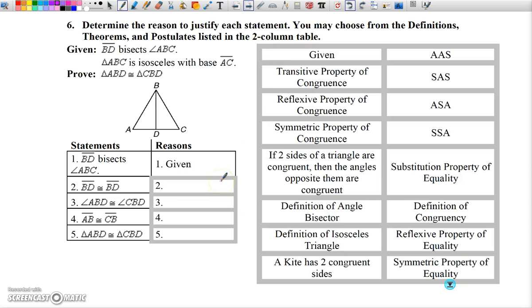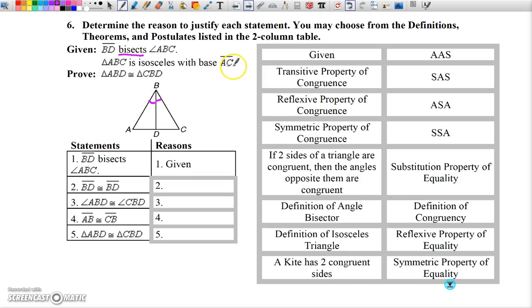All right, number 6. Now this one is this crazy proof and all this stuff, but what we need to do is just go through it piece by piece and fill it out, okay? So your given information is that BD bisects ABC. Well, to bisect means that it's going to cut this angle in half, which means each angle on either side of the bisector is congruent.